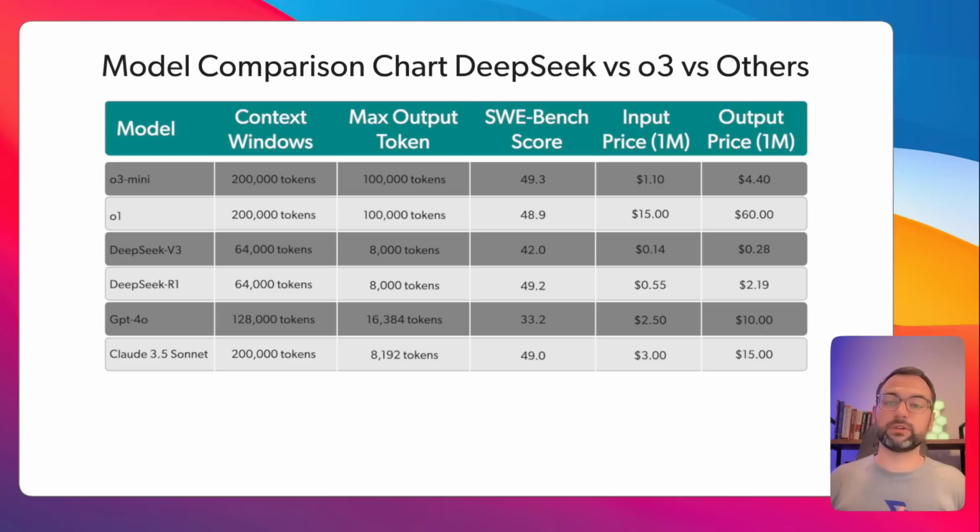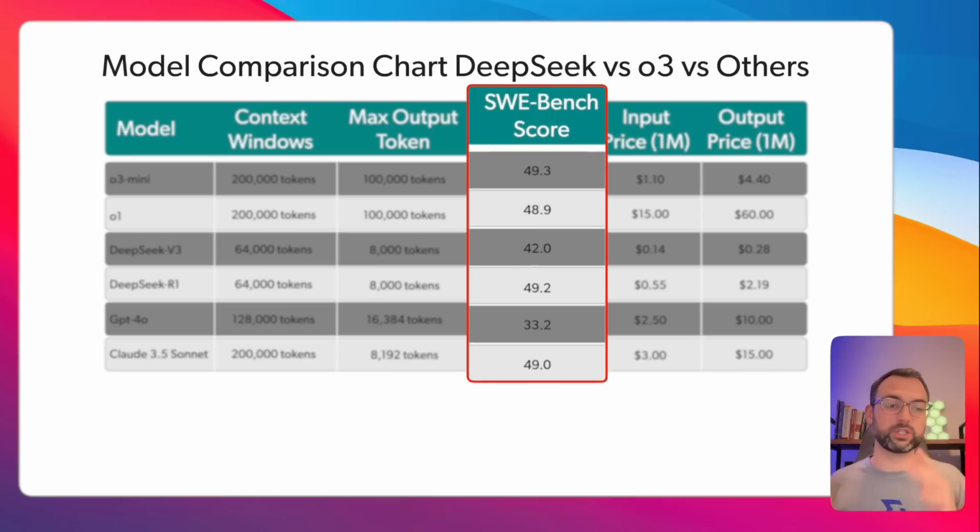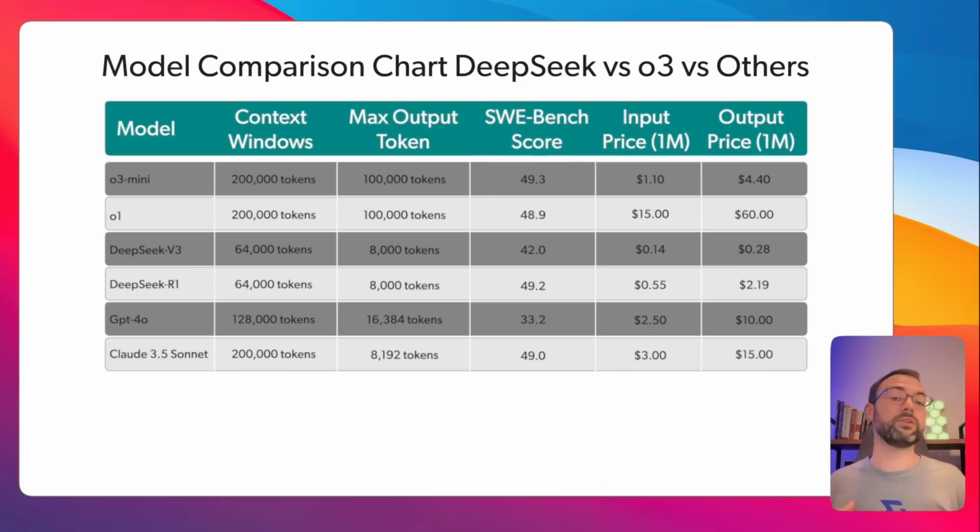All right, so let's go ahead and look at performance first. So the first thing you'll notice is we're using a score called the SWE bench score. Basically, there's this huge GitHub repository that has a bunch of issues in it, and these models go off and try and solve those issues, and that's how they get a score.